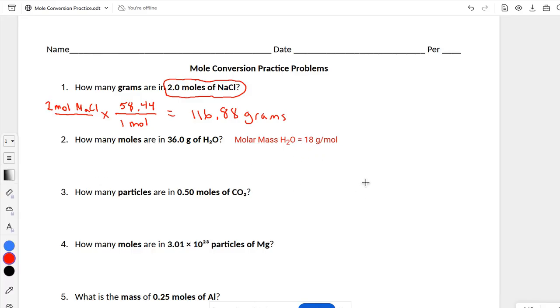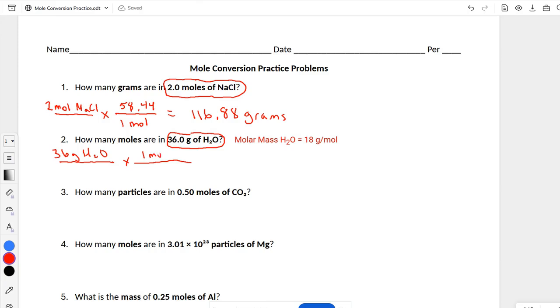Let me get my drawing tool. Once again, we always start out the same. Let's see if we can get it to move to the left. There we go. We're going to start out with a big line times line. What is the problem giving us? It's giving us 36 grams of H2O. So that always goes top left. Since it's grams on the top left, grams is going to go bottom right. We're going to get rid of grams and turn it into moles.